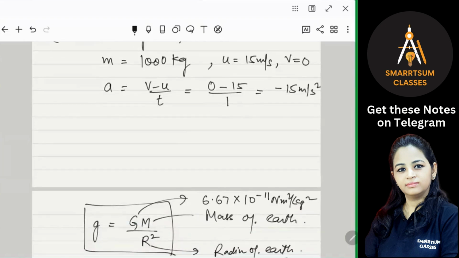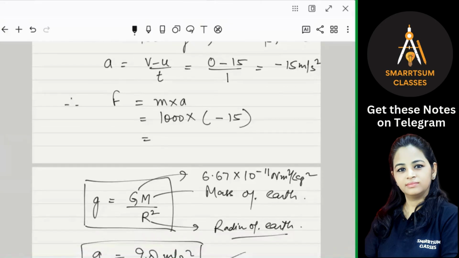Now we can easily find the force, braking force. Force F is equal to M into A, right? The mass is 1000 kg into acceleration minus 15. So what does this negative sign show? That it is a retardation. This is not an acceleration, this is a negative acceleration. Velocity is decreasing. So it will become minus 15,000 Newton.